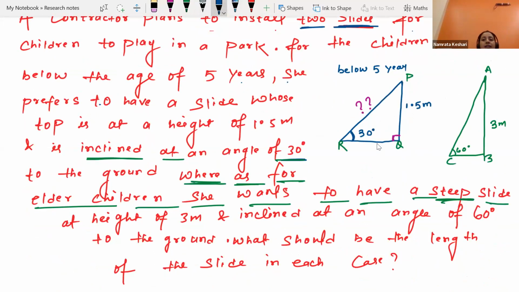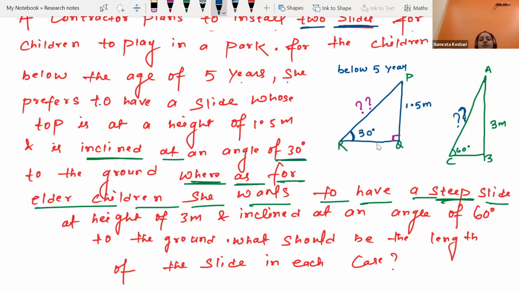Here now we'll be taking triangle ABC, and here what do we want to find? Still we want to find the length of this dangerous slide. So AC we have to find, and what we have in hand here is AB, and the 60 degree angle, just like the previous scenario. Sin theta we can use here also, right? Yes or no? Yes, we can use it.